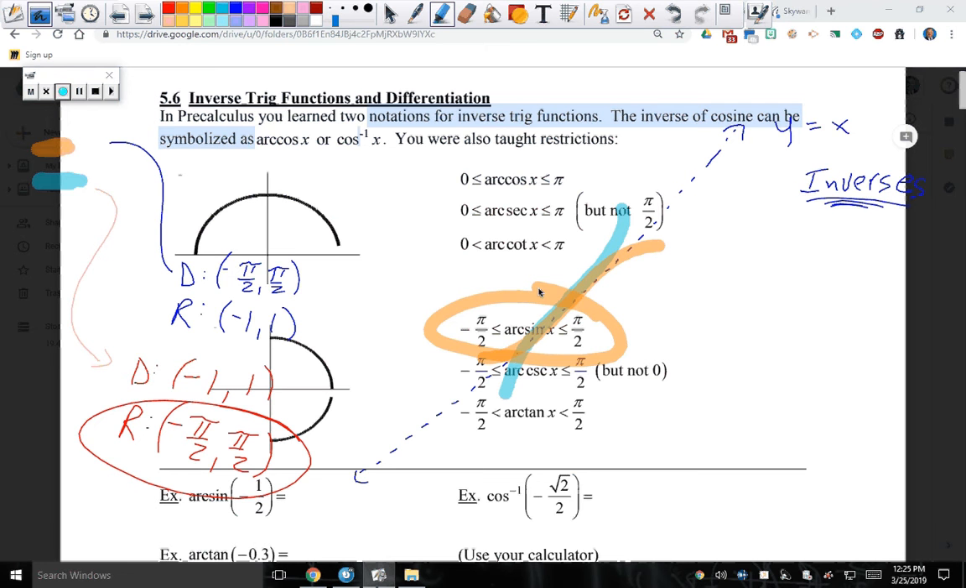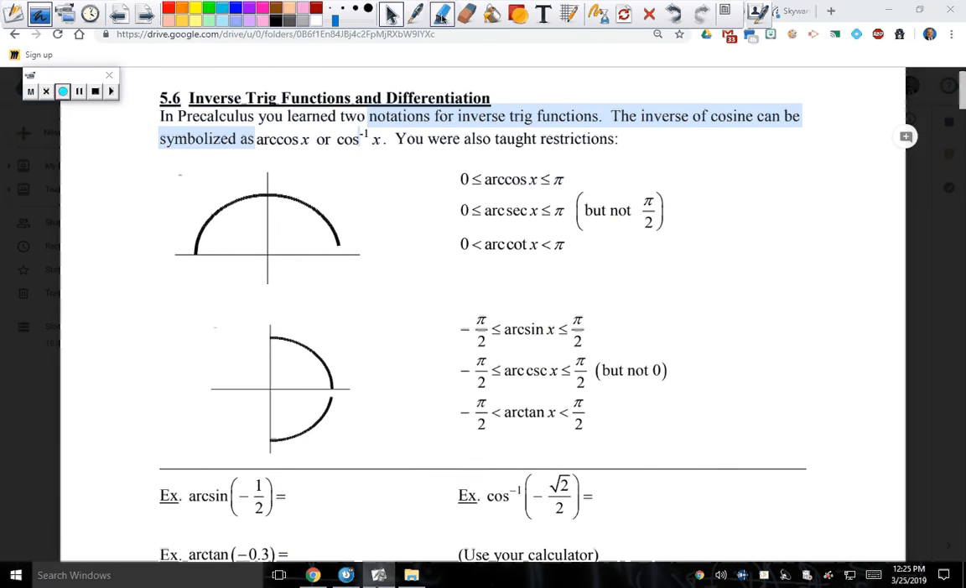Okay? So arc sine, arc cosine, and arctangent, we're going to be looking at that. Can someone tell me why arc secant is not at pi over 2? Well, think about it. Arc secant is the reciprocal, or it's dealing with cosine, right? And what's the cosine at pi over 2? 0. And if you flip it, it's undefined.